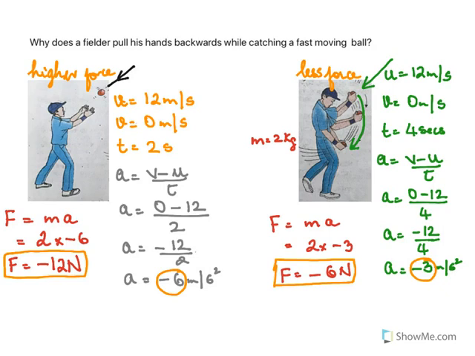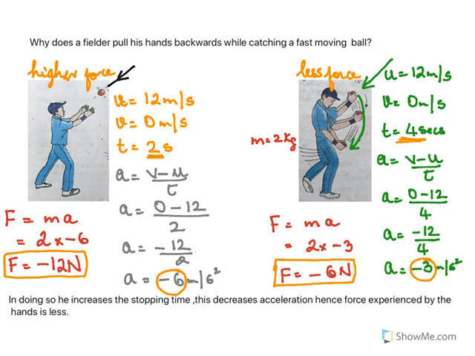So let me repeat. When he lowers his hand, the stopping time increases. See here, the stopping time was 2 seconds. Here the stopping time was 4 seconds. The stopping time increases. This decreases the acceleration and hence decreases the force. In doing so, he increases the stopping time. This decreases the acceleration. Hence the force experienced by the hands is less.